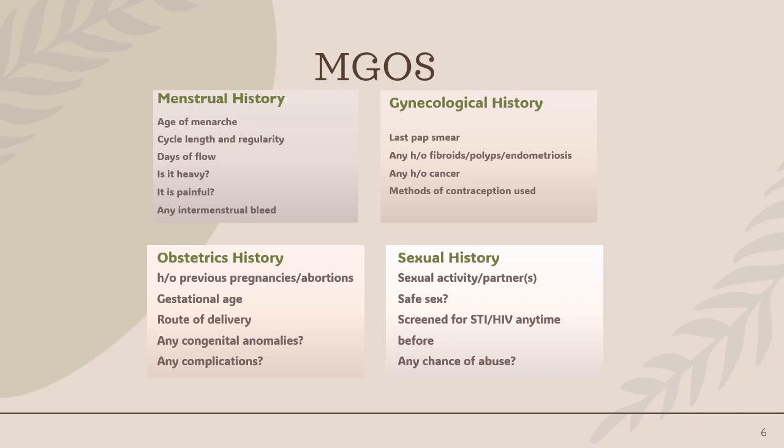And once you get their approval, you start by asking the patient about her sexual partner or partners, and ask about when she first started having sexual activity, how long she has been in this relationship, how stable is the relationship, does she practice safe sex, and has she ever been screened for any sexually transmitted infection or HIV before.